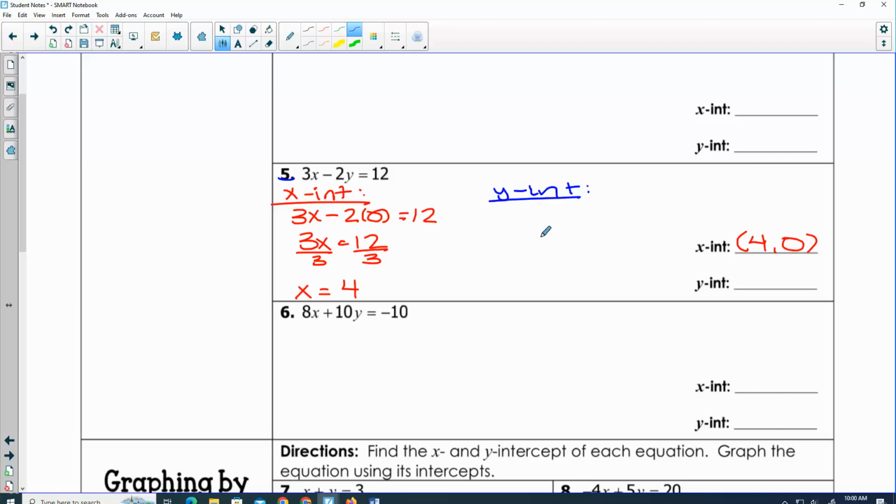Y-intercept, same thing but opposite variable. The x is 0. 3 times 0 is 0, so we have a negative 2y equals 12. Divided by negative 2, and y is negative 6. So y-intercept, x is always 0, so we get 0, negative 6. I want you guys to do problem 6.